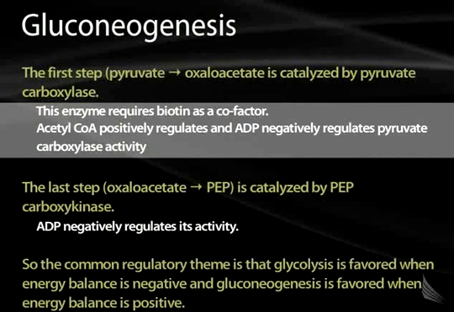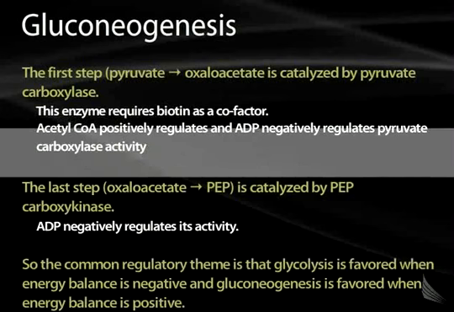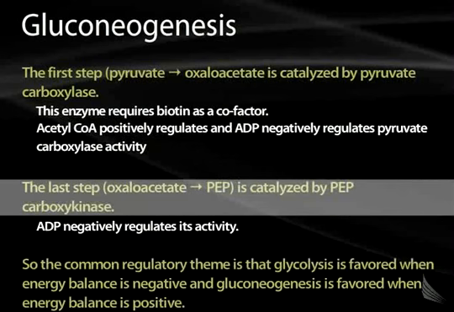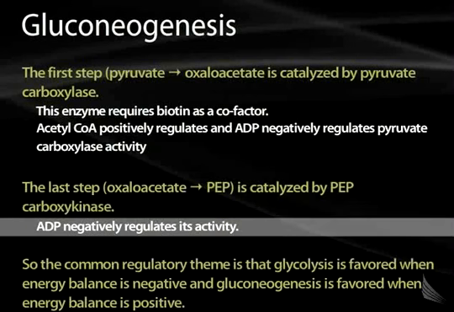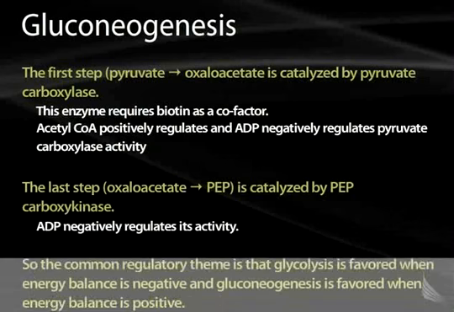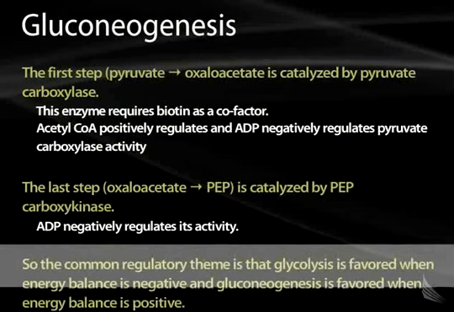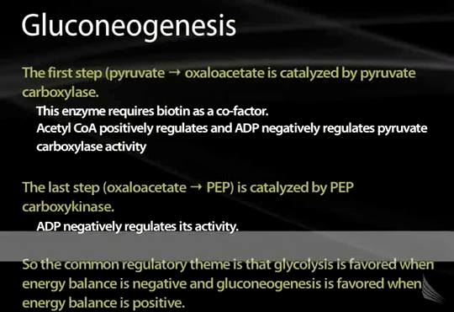Now, another general feature that you'll learn in biochemistry is every enzyme which is named carboxylase requires biotin as a cofactor. And you can remember that as a general feature of the function of biotin. This is positively regulated by acetyl-CoA and negatively regulated by ADP. The last step by which oxaloacetate is converted to phosphoenolpyruvate is catalyzed by phosphoenolpyruvate carboxykinase, PEP carboxykinase. And this is also negatively regulated by ADP. Now both of these, notice that ADP is a signal of low energy or negative energy balance in the cell. And so remember, under those conditions, we want to favor glycolysis over gluconeogenesis. So it makes sense that ADP would inhibit one of the steps of gluconeogenesis.